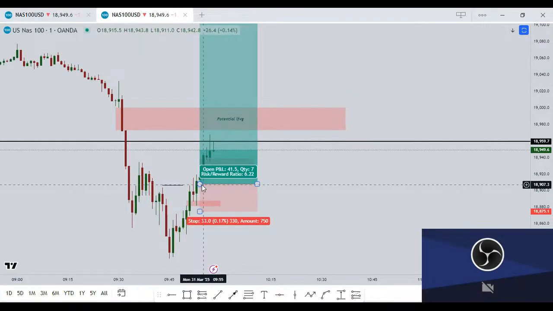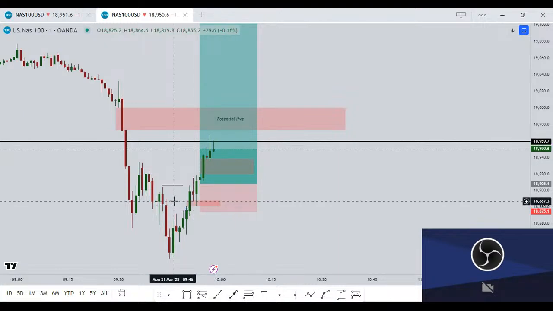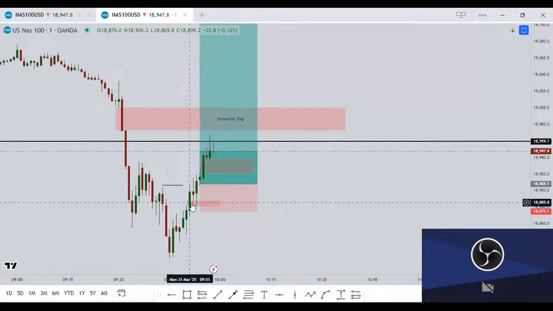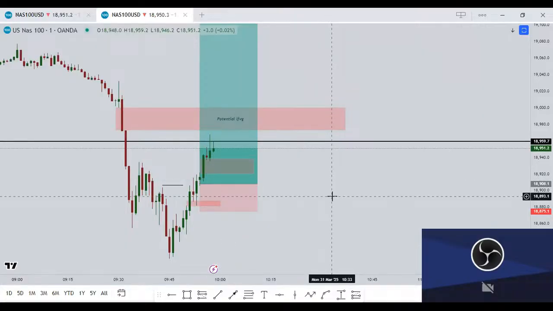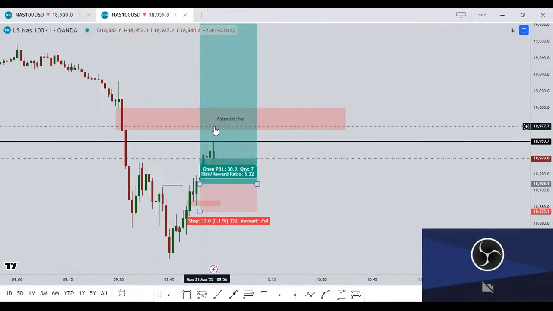Had it been that my eyes were glued on NASDAQ while I was away checking gold, then I would have taken the entry on this fair value gap without hesitation. But for now, this is the entry, and we are going to hold. This is partial and break even. Anything before that is not partial.